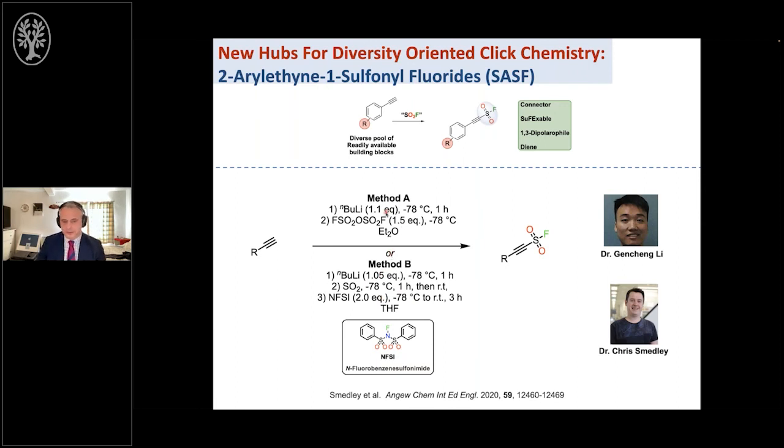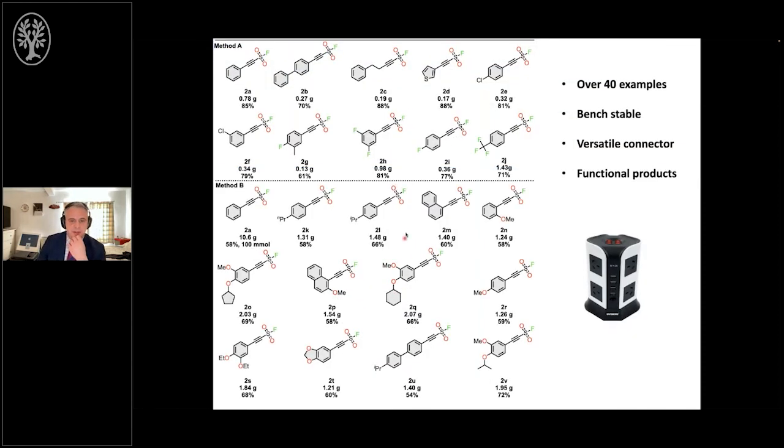This method A works better with electron deficient alkynes or building blocks, and this works better with electron rich. So we've made a number of these now, and this is just a snapshot of what we have made. And generally we can get them on gram scale, certainly if we can scale them up at least.